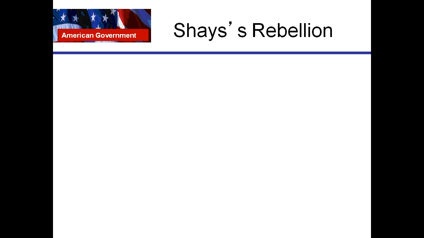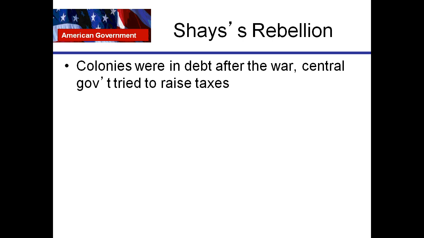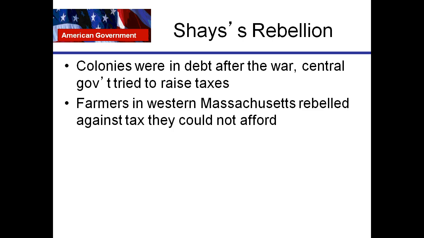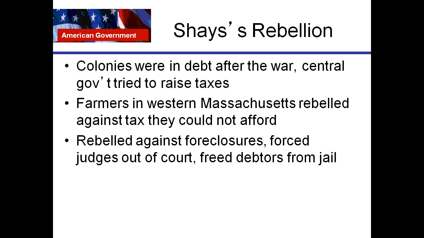An historical event that showed that the Articles of Confederation were not working was called Shays' Rebellion. So what happened is the colonies were in debt after the war, and the central government, the federal government, tried to raise taxes. Farmers in western Massachusetts didn't like that very much. They rebelled against these taxes that they could not afford. They rebelled against foreclosures. They forced judges out of court. They freed debtors from jail. This all started in 1786.